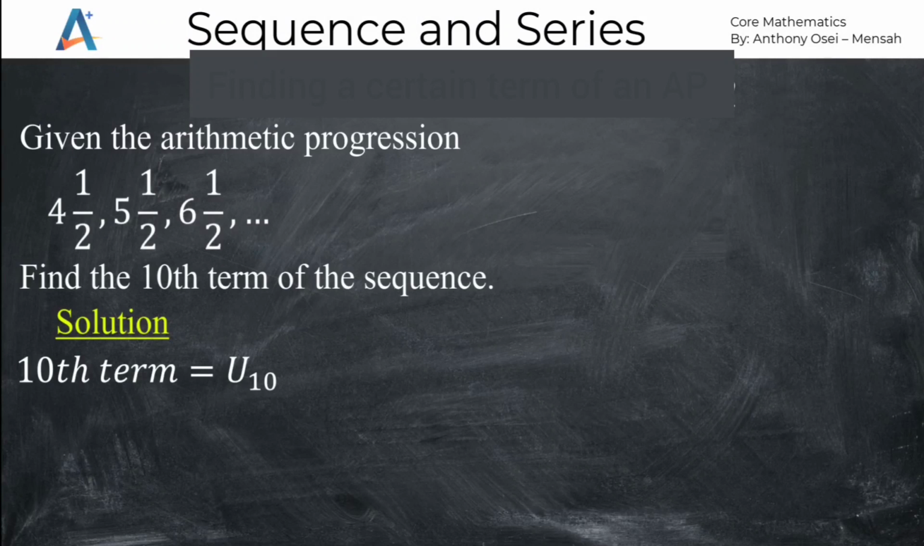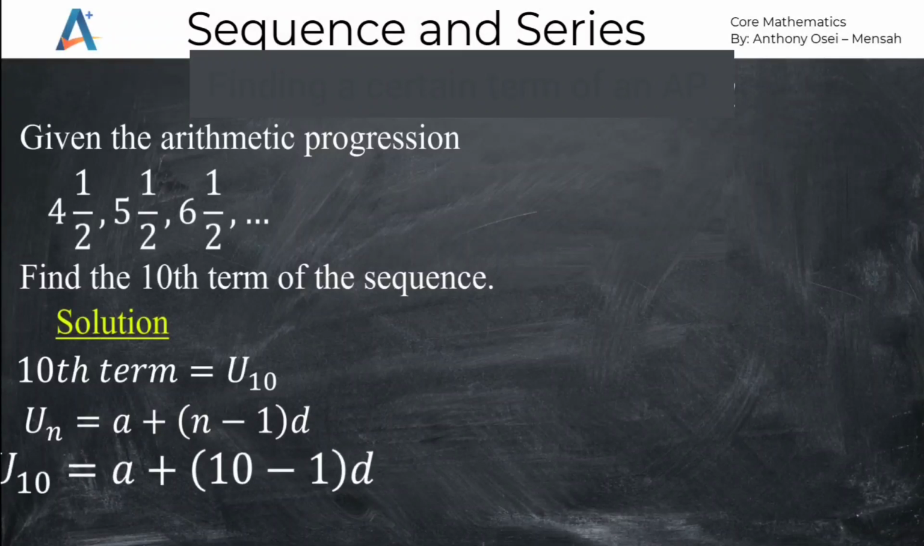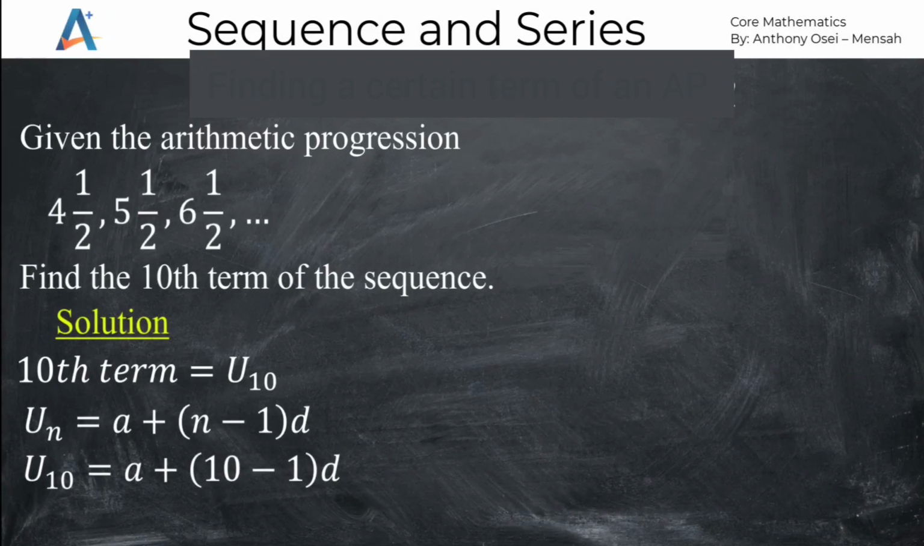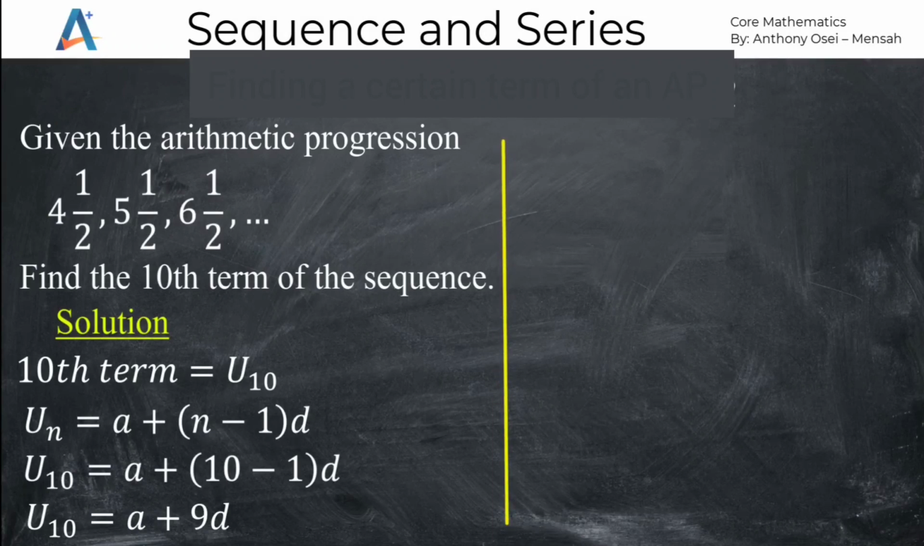So we say Un is equal to a plus n minus 1 times d. Since we are looking for the 10th term, we become U10 is equal to a plus 10 minus 1 times d, because n is 10. That is why we have 10 minus 1. So U10 will be equal to a plus 9d. So this is the formula for the 10th term of the sequence. But we need the number, so let's go and look at the parameters for a and d.